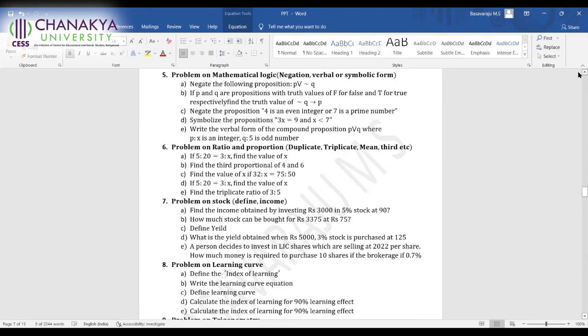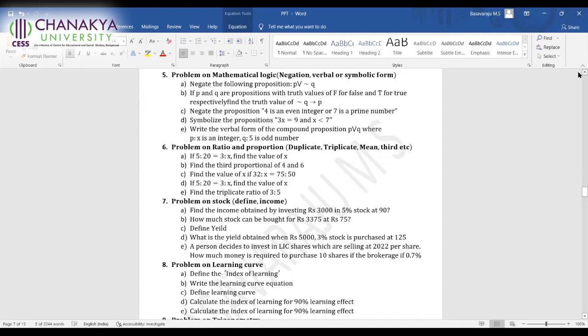The sixth problem is from the ratio and proportions chapter. They may ask us to write a duplicate ratio, mean, and calculate the third proportional of the given one. I'm giving a few examples for that, which is: find the triplicate ratio of 3:5. You should find the cube, that means raising the power by 3, which is 3 cube, 5 cube, and write the answer.